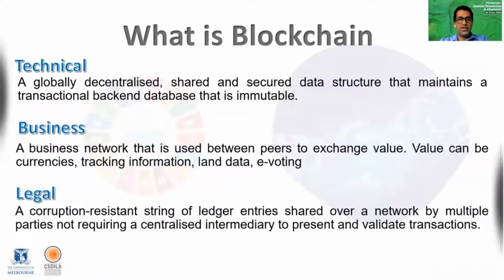So, what is the blockchain? In terms of the definitions for blockchain, there are different perspectives. In terms of the technical definitions, blockchain is a decentralized shared ledger as well as an immutable system. In terms of the business, it is a peer-to-peer network between different businesses to exchange values. And in terms of the legal, the blockchain is a corruption-resistant system.